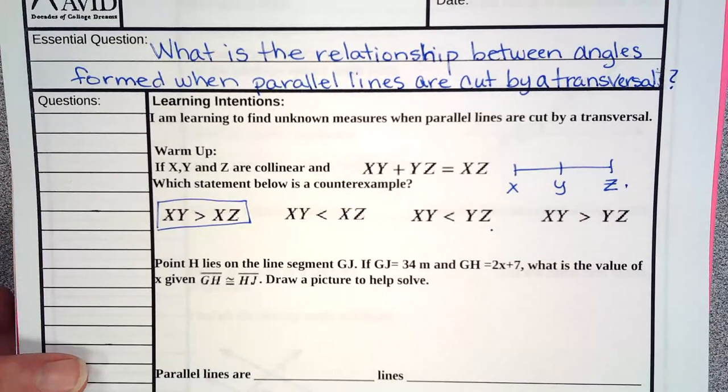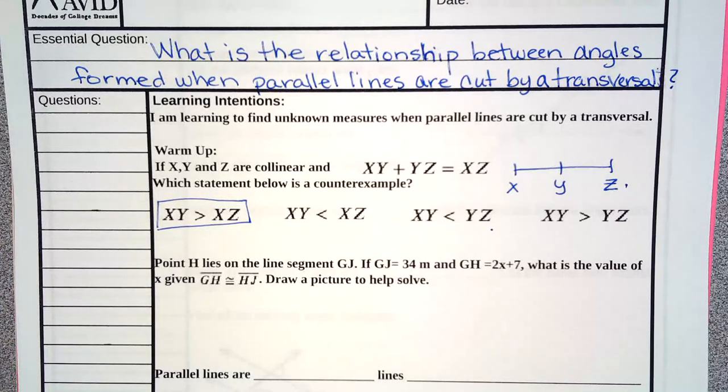Okay, now, point H lies on the segment GJ. If GJ is 34 meters and GH is equal to 2x plus 7, what is the value of x given GH and HJ are congruent? Draw a picture to help solve.